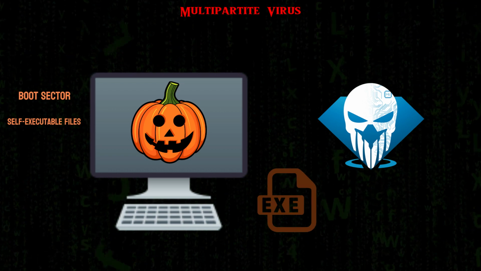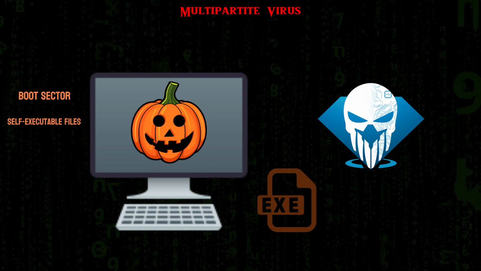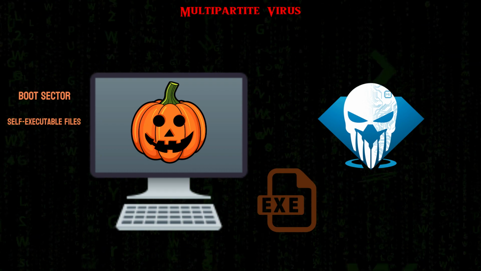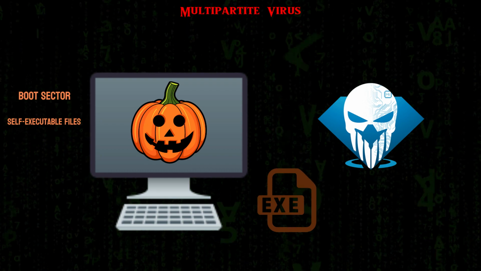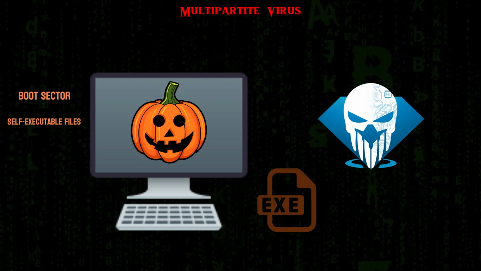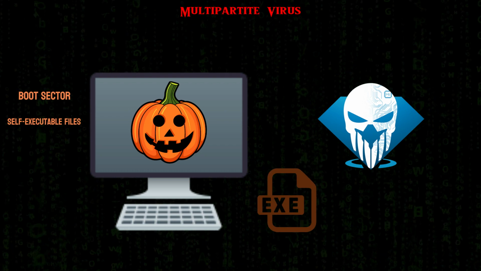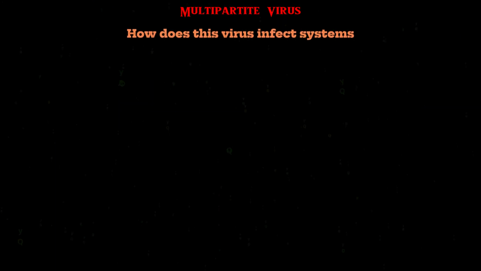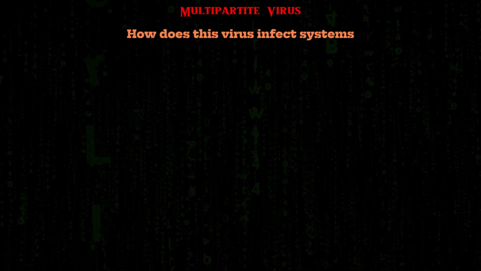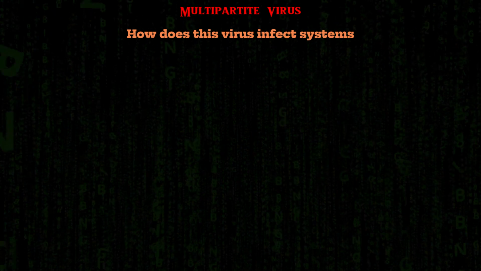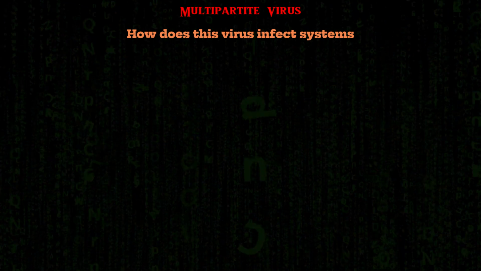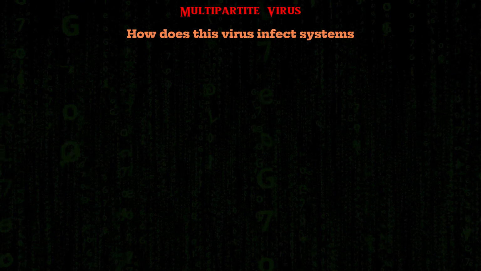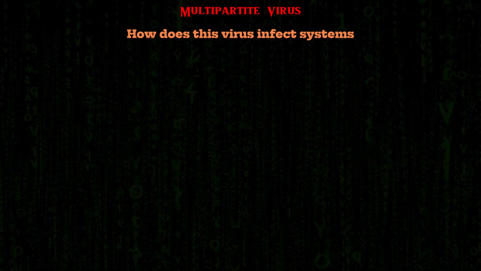The multipartite virus typically spreads by attaching itself to a self-executable file, and when the virus is triggered, it latches onto the computer's hard drive, which contains the files needed for the boot sequence. How does this virus infect systems? The multipartite virus remains hidden and is present in the executable. It may be difficult to get rid of this virus.